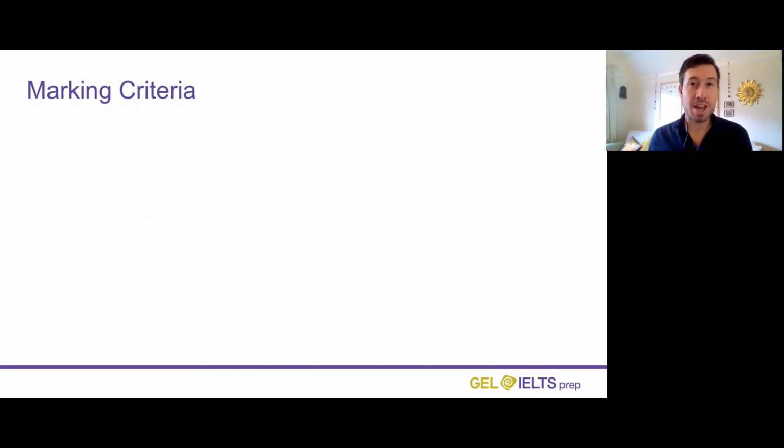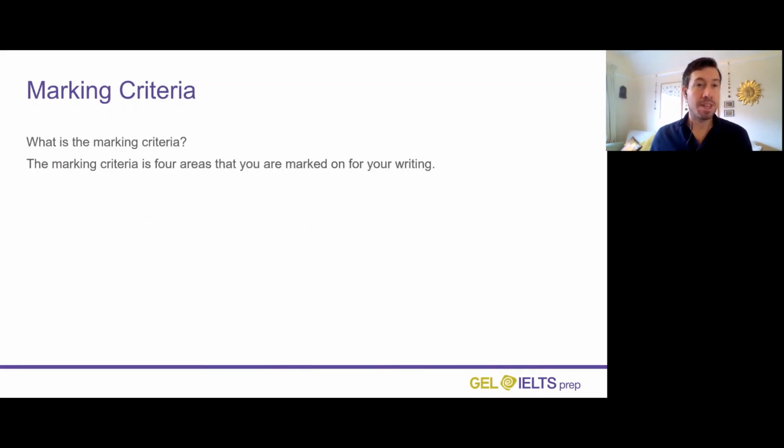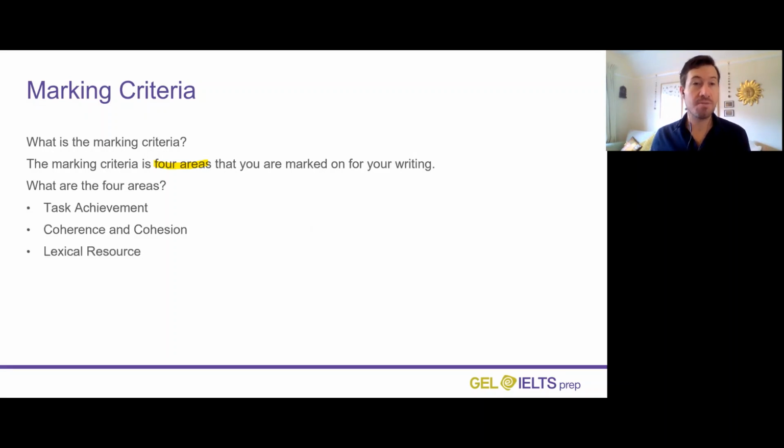So let's have a look at what the marking criteria is. Well, the marking criteria is 4 areas that you're marked on for your writing. And these areas are task achievement, coherence and cohesion, lexical resource, and grammatical range and accuracy. We're going to look at the first 2 in this class.